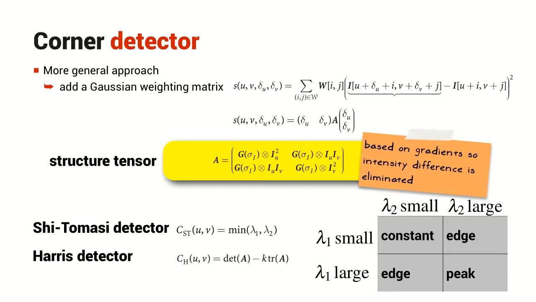We can use the eigenvalues of this matrix to determine whether this region of the image is flat or constant, whether it contains an edge, or whether it contains a peak. The structure tensor is very easily computed from the horizontal and vertical gradient images smoothed with a Gaussian kernel, and these are all techniques that we've met previously. Two common corner detector algorithms then use slightly different techniques to find those points where both eigenvalues are large.